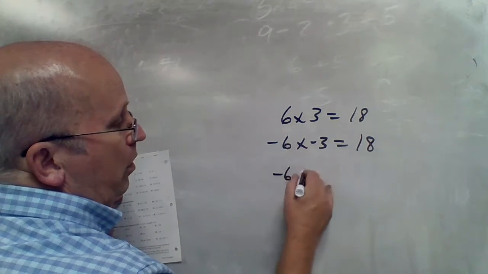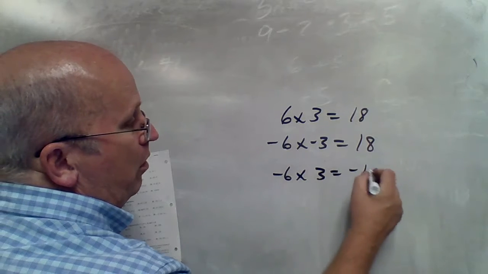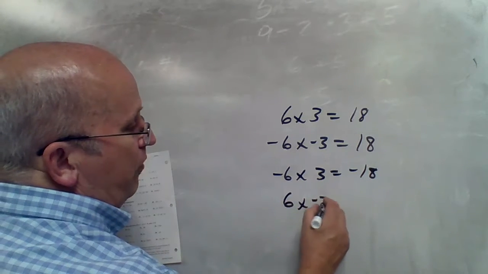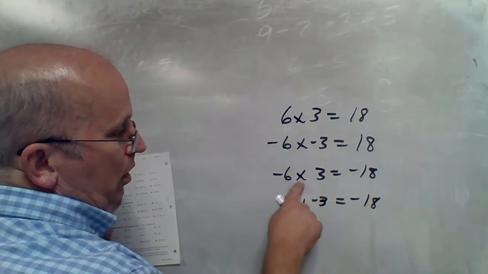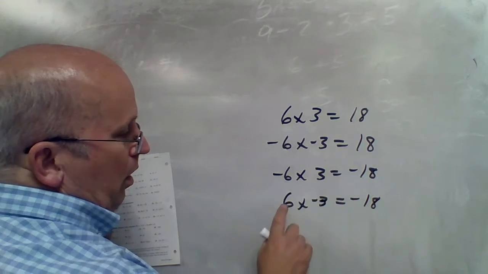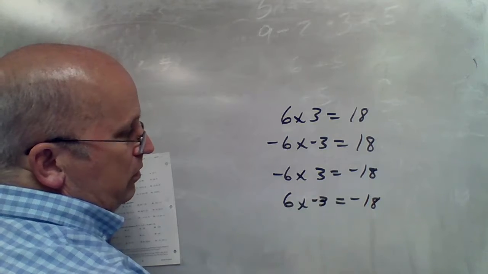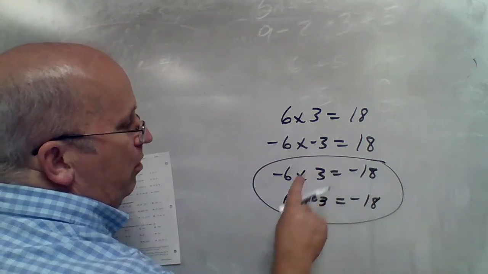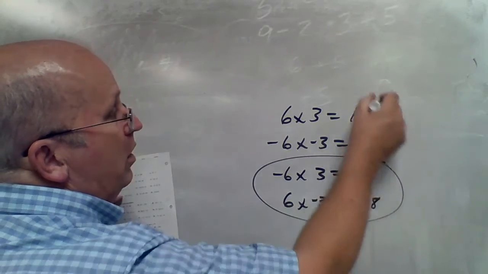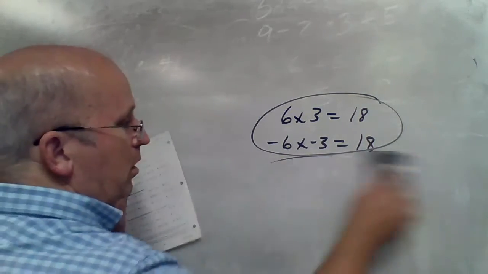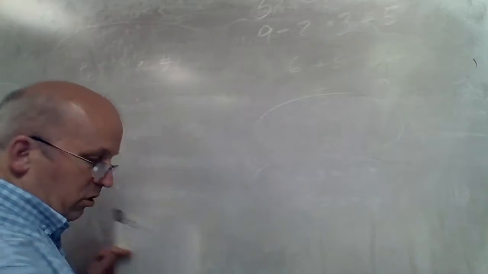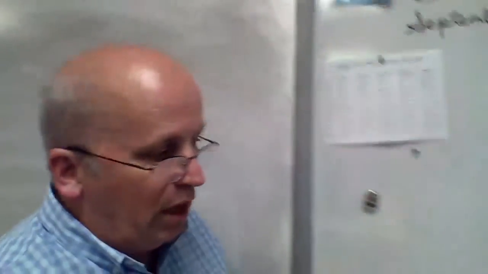But what if the signs are different? If the signs are different, then the answer is always a negative answer. A negative times a positive is a negative. A positive times a negative is a negative. If the signs are different, the answers are negative. If the signs are the same, the answers are positive. Okay, so that's the simple part. You learned that in 6th grade. You knew that in 8th grade.